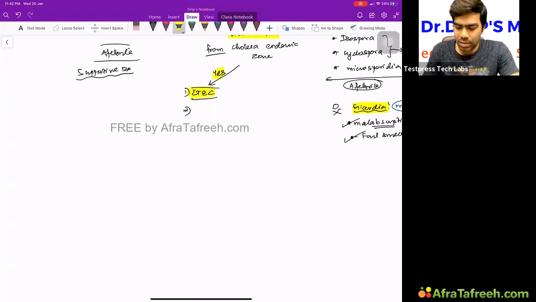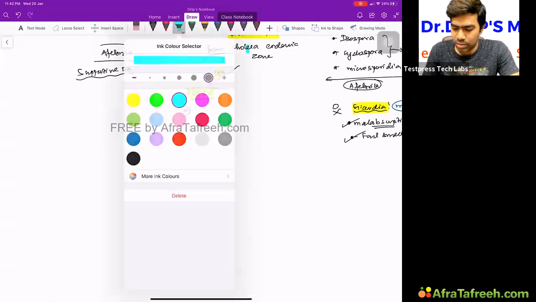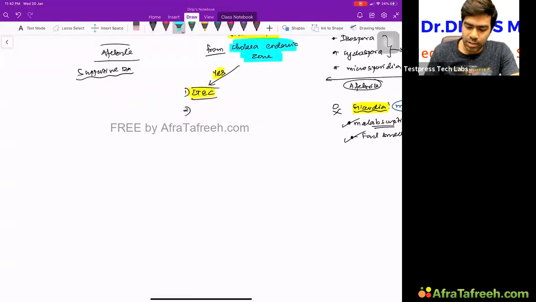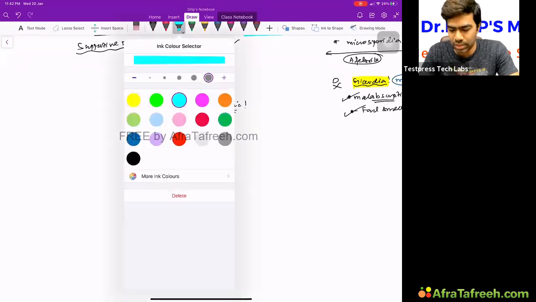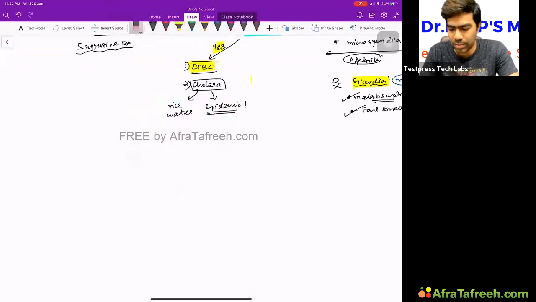That is enterotoxigenic E. coli, which typically causes traveler's diarrhea. Or if the patient is coming from a cholera endemic zone, in this setting I can think about cholera. Remember, cholera will have a lot of clues in the exam. Typically, the patient will be passing classic rice water stools, and you'll be getting cholera in an epidemic. You don't get cholera as an isolated case. Usually, from the same area, there will be multiple patients coming.